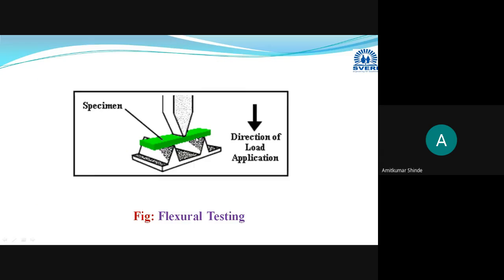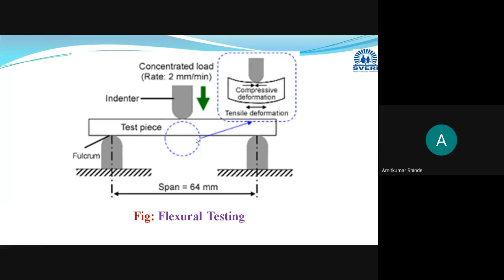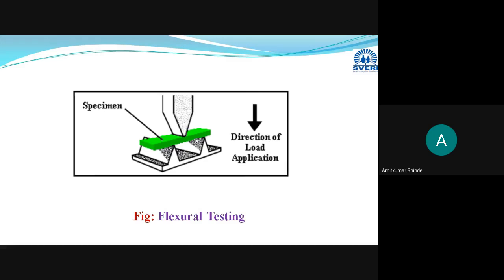Now I will move towards the second test, that is the flexural test. Here I have collected two diagrams for flexural testing. This is the simple diagram. You can understand it. Here, this green colored is your specimen or your plastic material on which you are going to conduct the test. This is the arrangement where we are applying the load. This is the direction of the load, and this is the support or platform on which we are keeping our specimen.